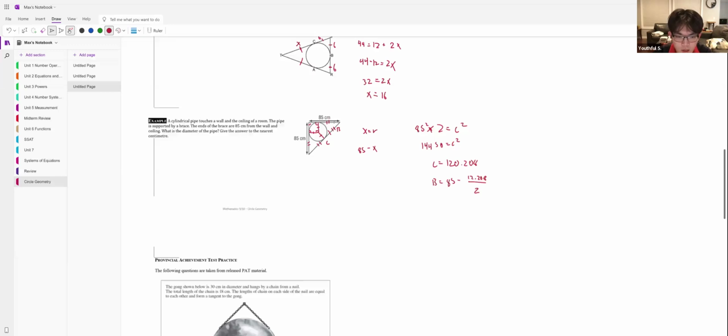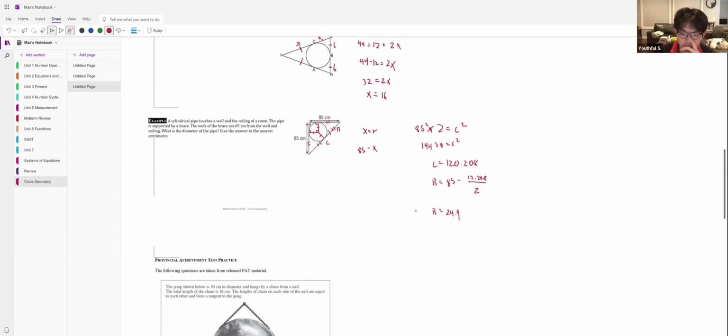We know that this total length is 85, so we can solve for this using 85, the total length, subtract this length here. Does that make sense? So then B is going to be 85 subtract that answer divided by 2. That gives us 24.9. Okay, B is therefore equal to 24.9.